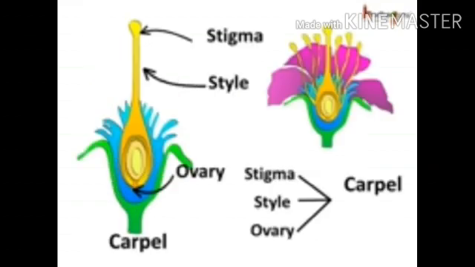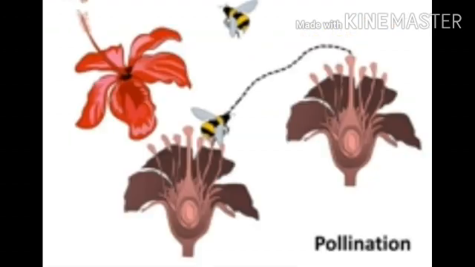Now coming to the female reproductive parts. Look at the female reproductive parts. That is known as the carpel. In the center of it is the ovary, a long tube is the style, and the top of the part is the stigma. Stigma, style, and ovary are all known as the carpel, the female part of a flower.